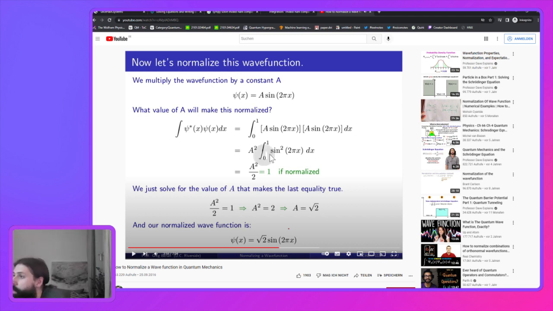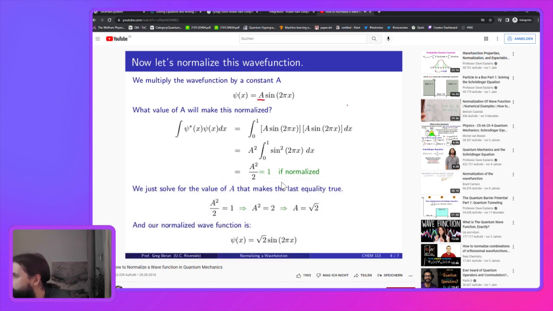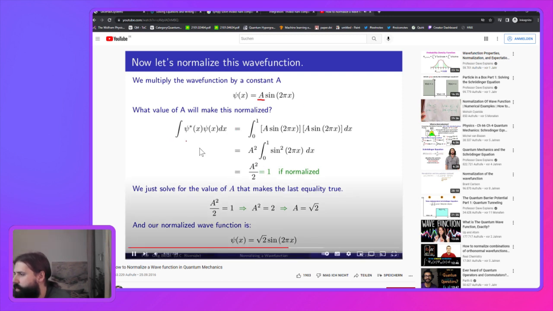We want to normalize this, so we multiply the wave function by a constant a. It's simple. We take this wave function and multiply it by a constant a in front, so it's a times sine 2 pi x. And now we want to find what value of a makes this wave function normalized, that is, that makes this integral equal to 1.